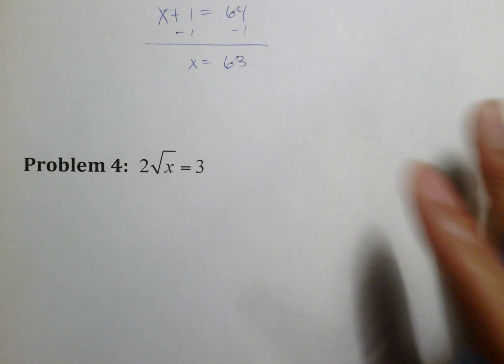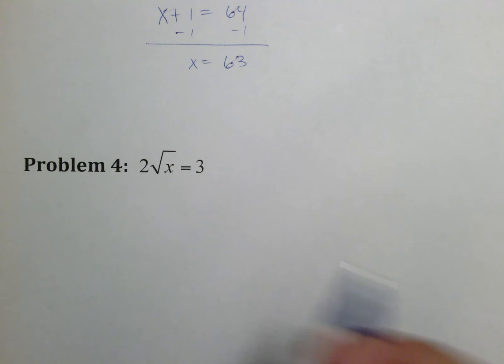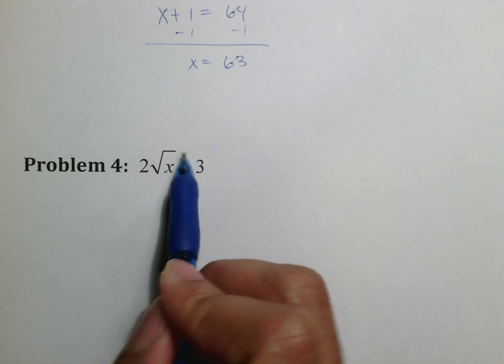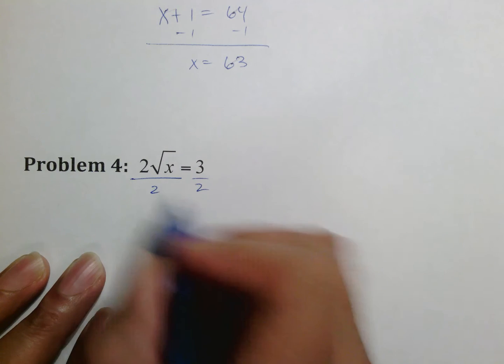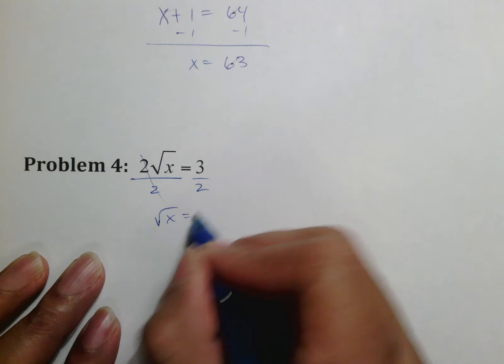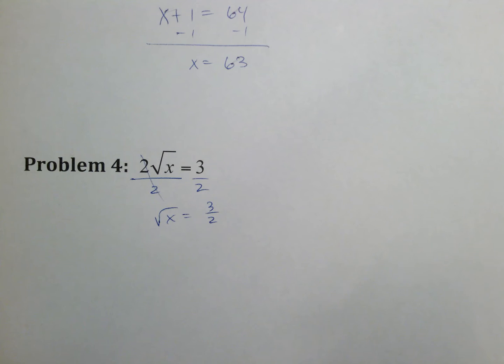Problem number 4, 2 times the square root of x is equal to 3. In this case, notice that the root is here, the 2 is on the outside, so the first thing we're going to do is get rid of this 2. So the 2's cancel, square root x comes down with 3 over 2, which really there's nothing you can do with 3 over 2 but leave it as 3 over 2.